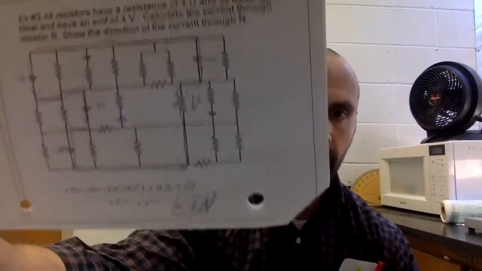You pick the direction for the current you think it's going. And so you're adding and subtracting all the batteries, whether you're going negative to positive or positive to negative, through that battery. And all those voltages plus 4I equals 0. Then you can solve it, and you get that.